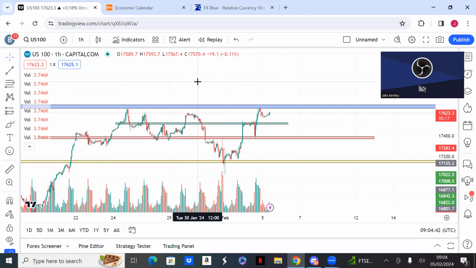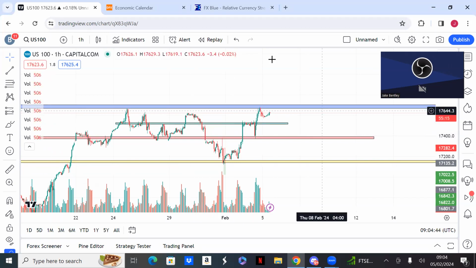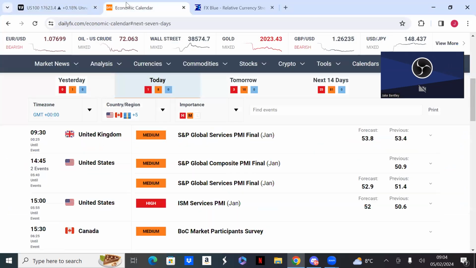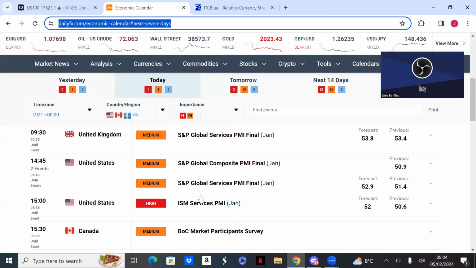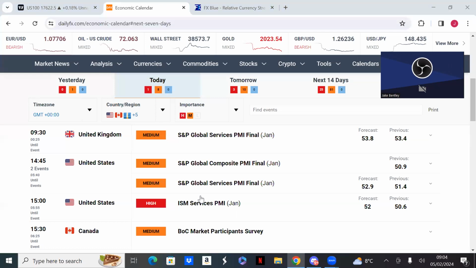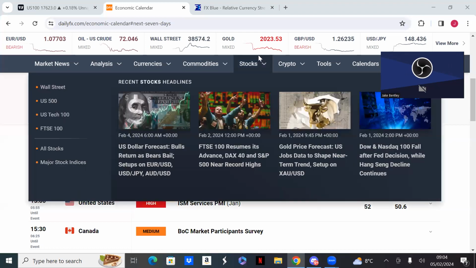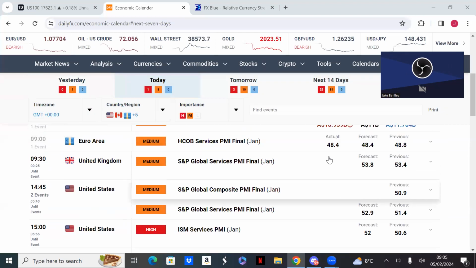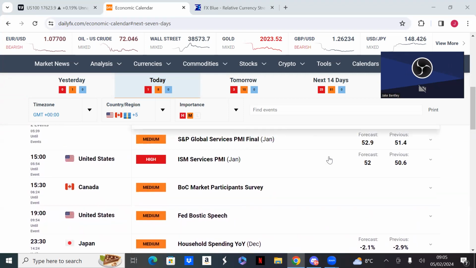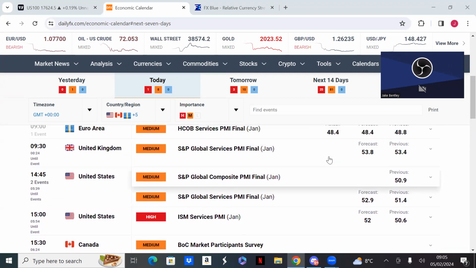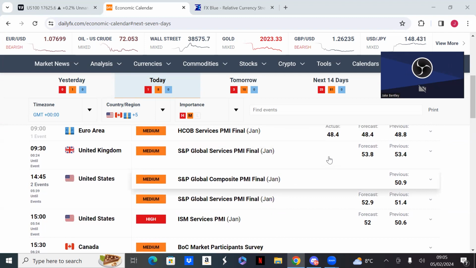So first of all, every single week, before I even look at the charts, I always look at this little number here. What I'll do is copy and paste this into the chat room. So you've got this link. Okay, so this is the daily FX economic calendar. The economic calendar tells us all of the economic events that are going to happen that's going to affect the commodity and the foreign exchange market.